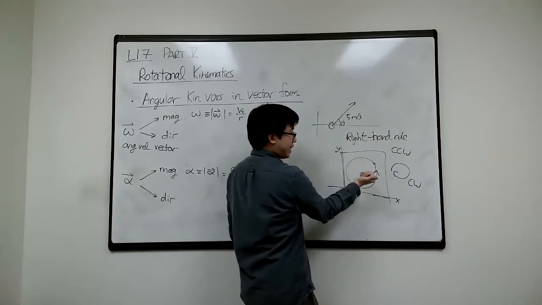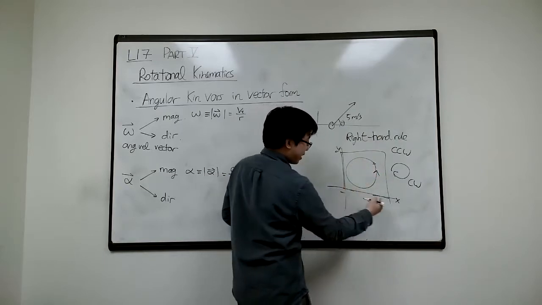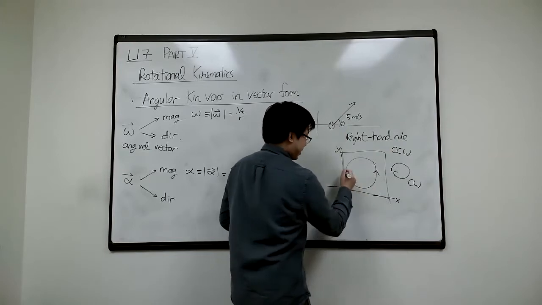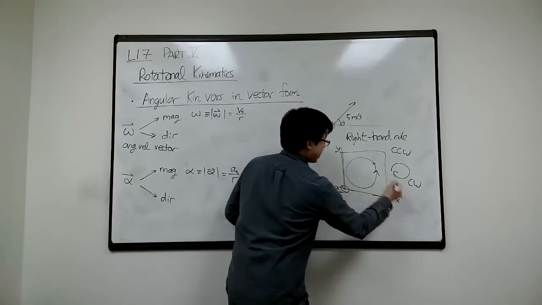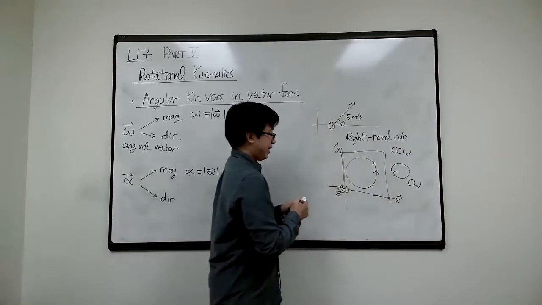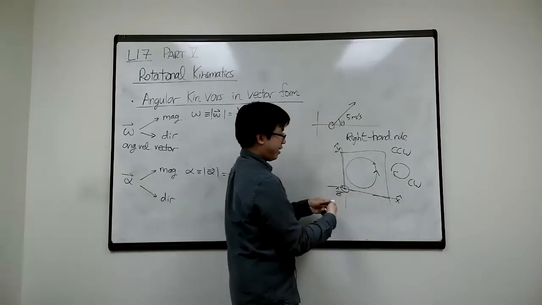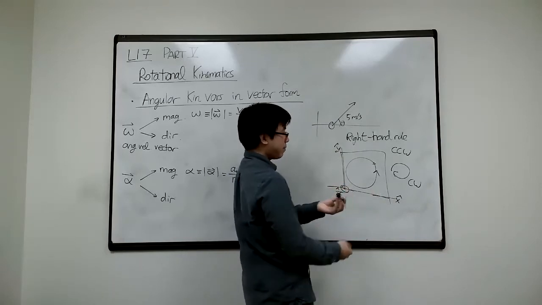My thumb is pointing in the positive, let's say X, Y, let's do XYZ, right? So the Z axis is pointing out of the board, let's say, right? So this is the I, J, K unit vectors like this.